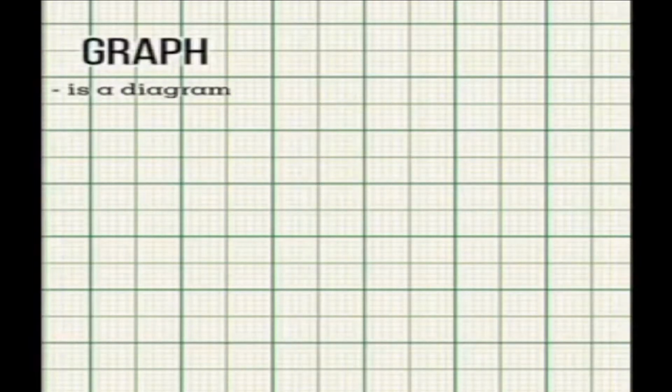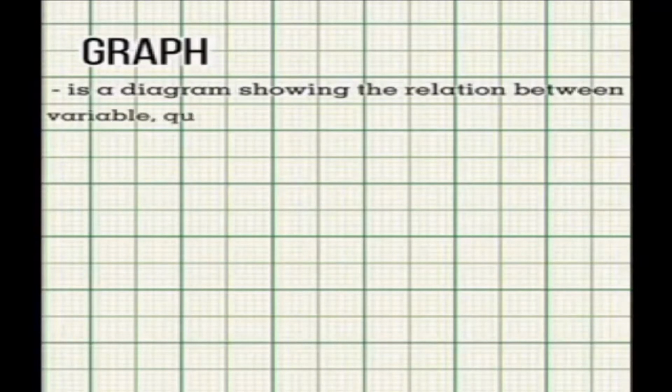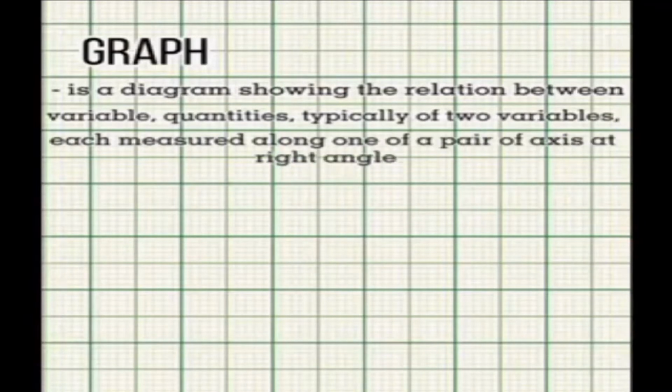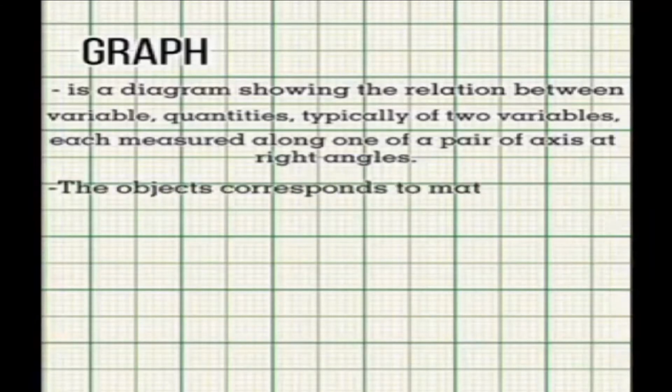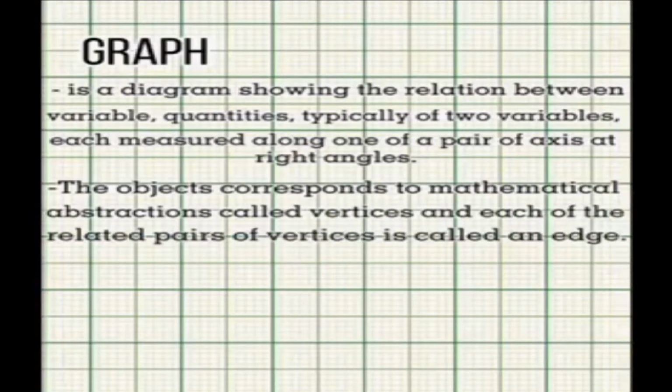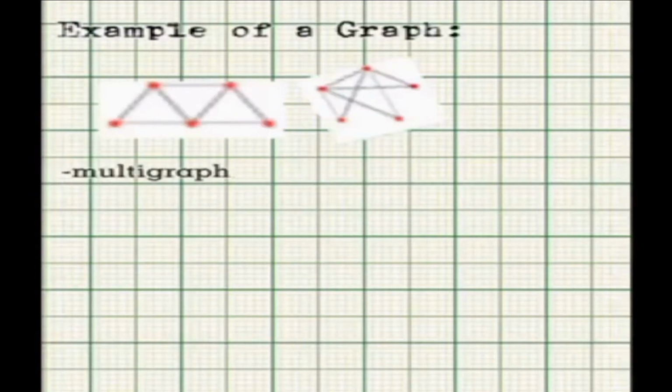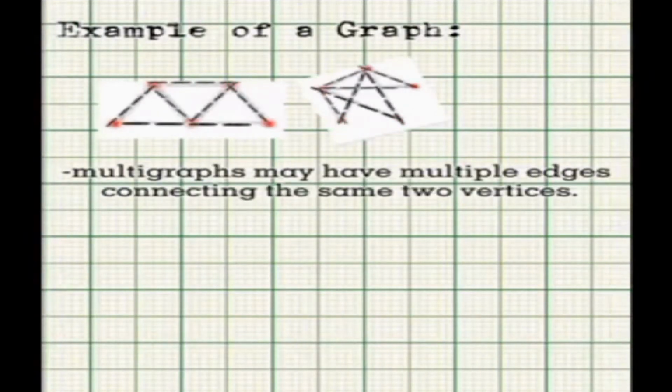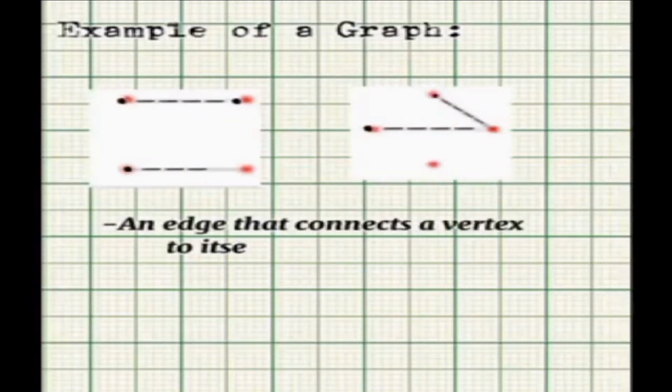A graph is a diagram showing the relation between variable quantities, typically of two variables, each measured along one of a pair of axes at right angles. The objects correspond to mathematical abstractions called vertices, and each of the related pairs of vertices is called an edge. Example of a graph: multigraphs may have multiple edges connecting the same two vertices. An edge that connects a vertex to itself is called a loop.